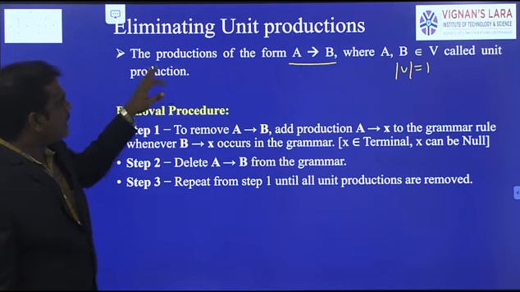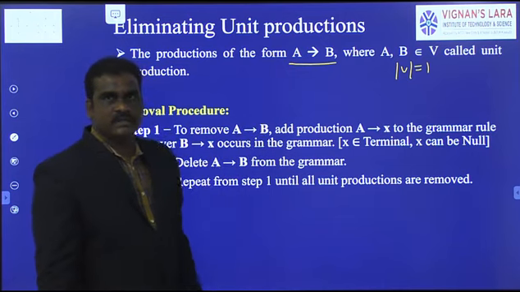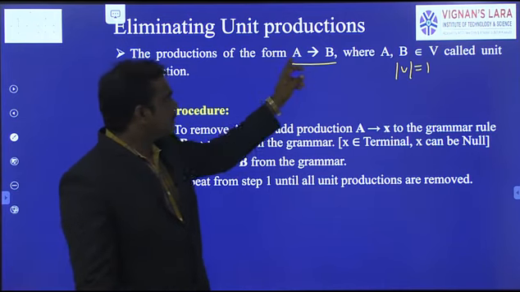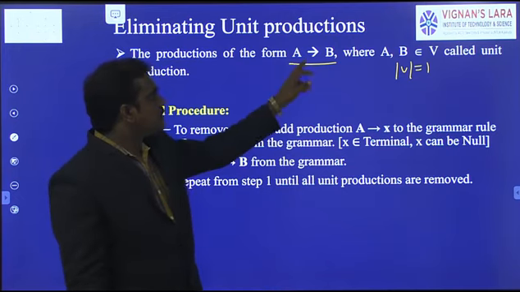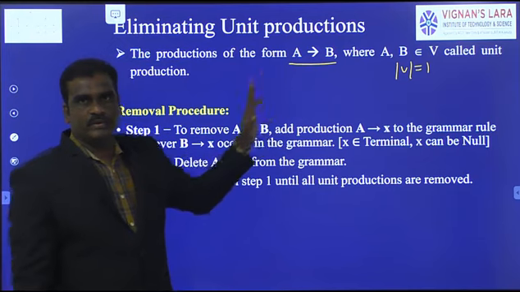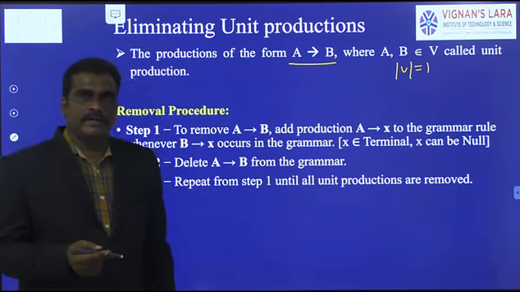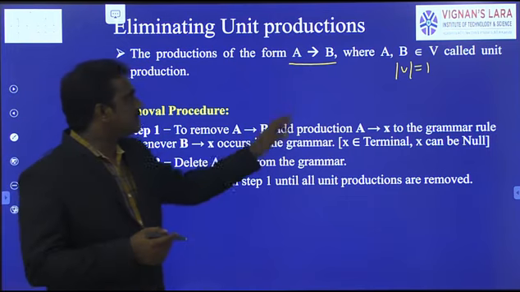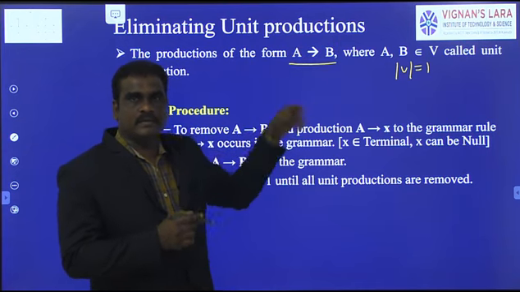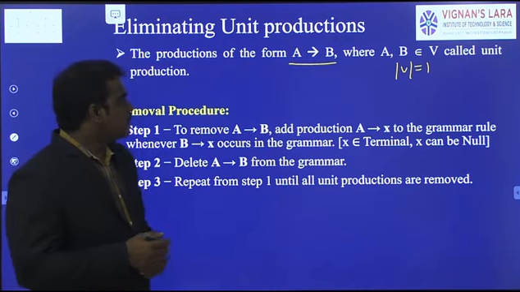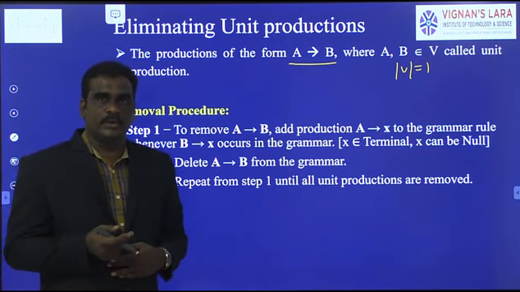Here the meaning is that the production's left hand side is a single non-terminal symbol, and the production's right hand side is also a single non-terminal symbol. This type of production we can call a unit production. Suppose the given context-free grammar contains this type of productions. First we identify them and then we have to eliminate them. Now, how to eliminate the unit productions?